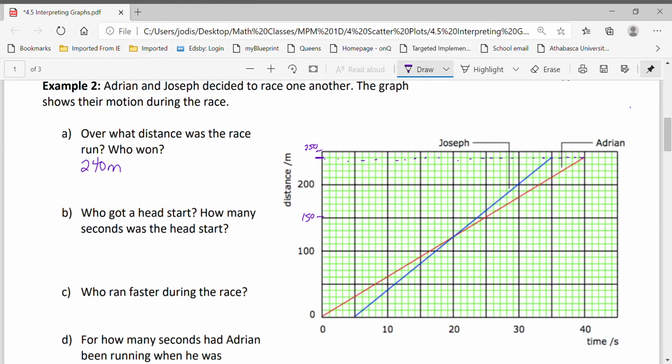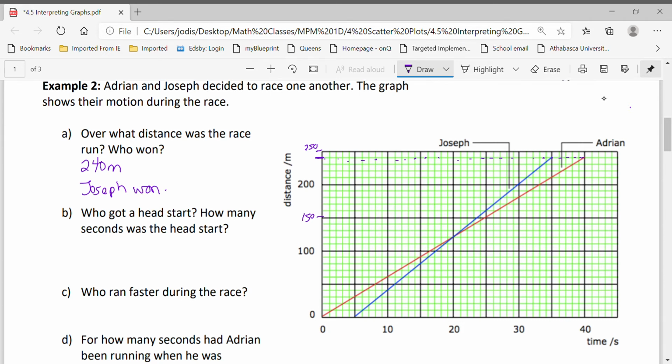And then we want to figure out who won. Well, who got there faster? So if we take a look, the blue line represents Joseph and the red line represents Adrian. So Joseph ran his race in 35 seconds, whereas Adrian took 40. So in this case, we would say that Joseph won.